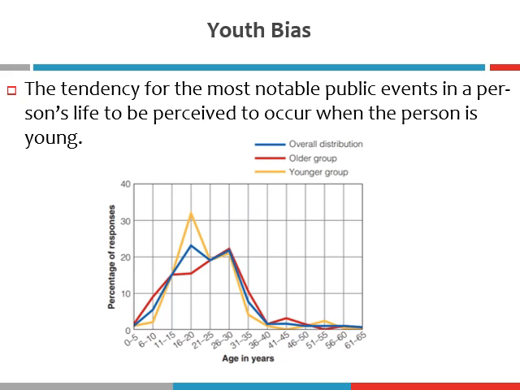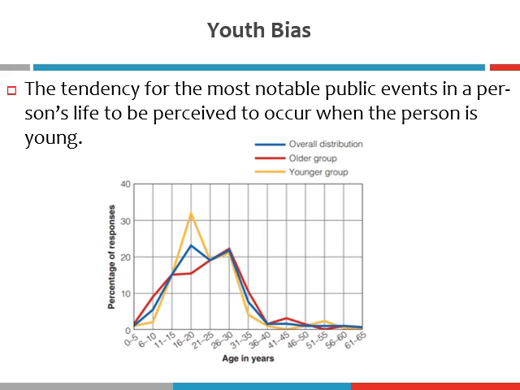Okay, so one particular finding that seems to lend unique support to this cultural life script idea is something called the youth bias. Okay? So the youth bias is just the tendency for most notable public events in a person's life to be perceived as occurring when the person is young.